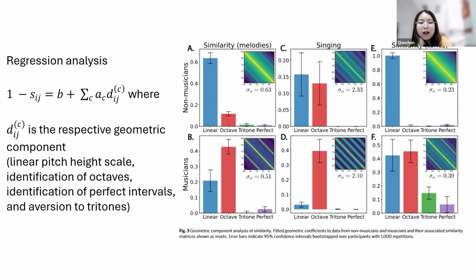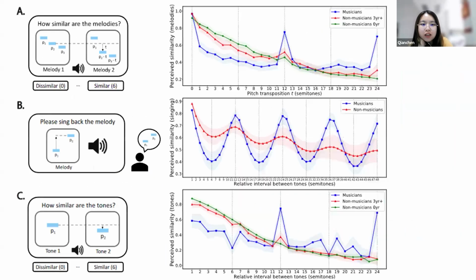I don't know how they group the musicians and non-musicians, but in their similarity melody paradigm, they have three groups. One is non-musicians with 0 years of musical training. The other group is non-musicians with 3 years of musical training. And then finally you have musicians, who they straight up recruited in the music schools.